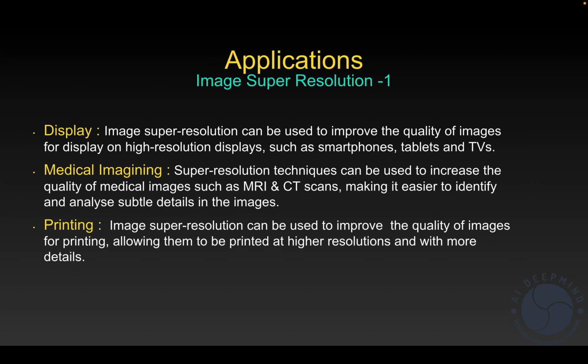The third thing we can go with is printing. Printing is really the most common use of image super resolution. We can improve the quality of images for printing by using the image super resolution technique. That basically allows the printer, whichever we are going to print with, to give us high resolution images that contain more details.